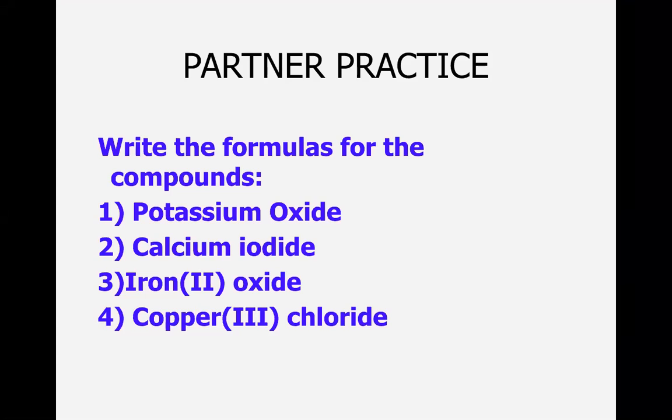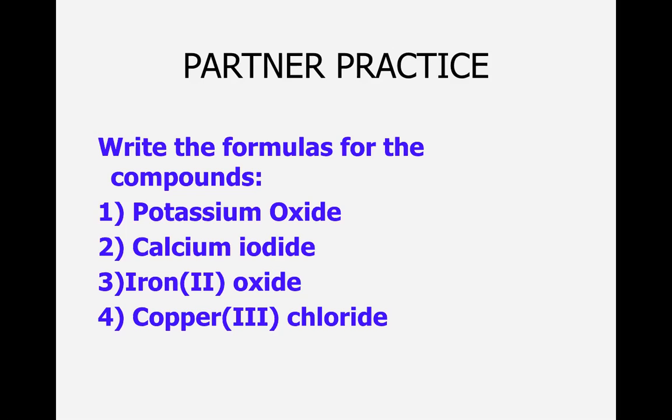So first one is potassium oxide, second one calcium iodide, and third one iron 2 oxide. So the Roman numeral 2 means the charge for the ion is 2 plus. The fourth one is copper 3 chloride. So when you see the Roman numeral 3, that means the charge for the copper is 3 plus. Okay.